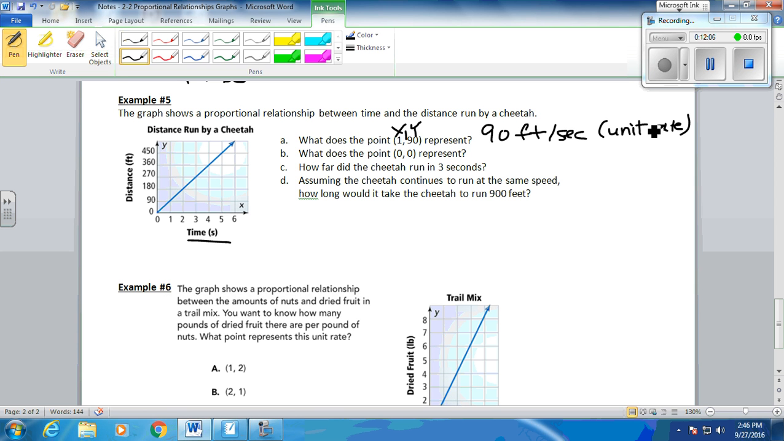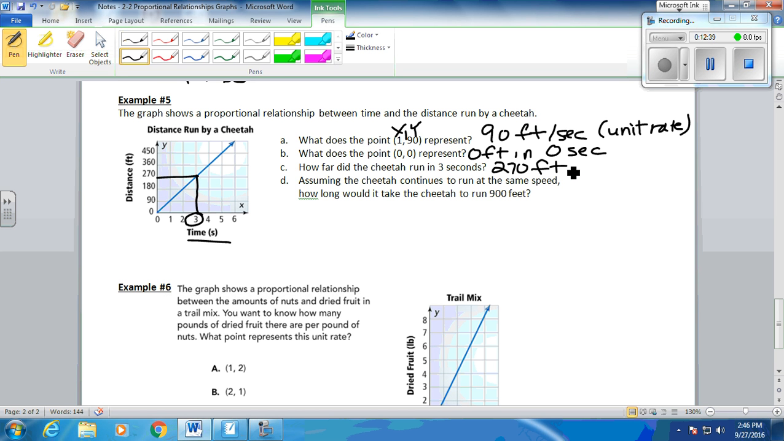What does the point 0, 0 represent? That they'll go 0 feet in 0 seconds. How far can the cheetah run in 3 seconds? If I go to the graph, I find the 3. I go up until I hit the line, and then I go over. The corresponding y coordinate to the x coordinate when it's 3 is 270, so you would go 270 feet.